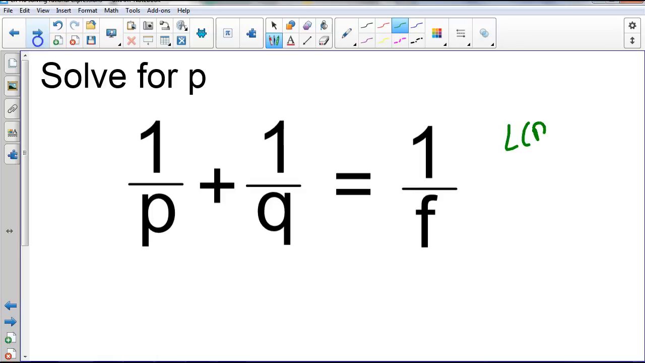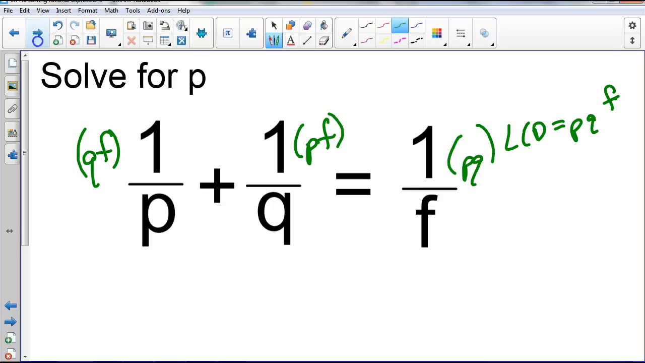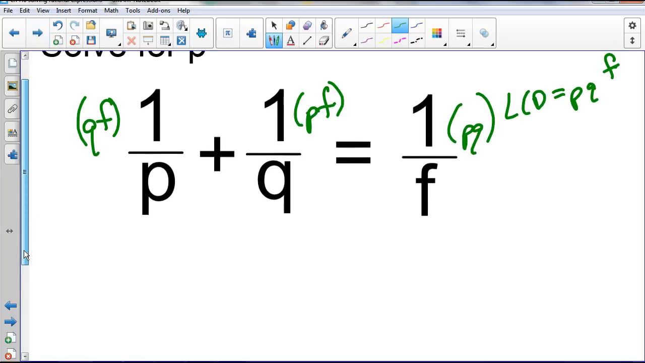So our LCD is going to be multiplying all our denominators together, P, Q, and F. P times Q times F. And then we multiply by the missing part. So P is missing the QF. The Q is missing PF, and the F is missing PQ. So now what we do is we go ahead and multiply all of those together. So we have QF plus PF is equal to PQ.